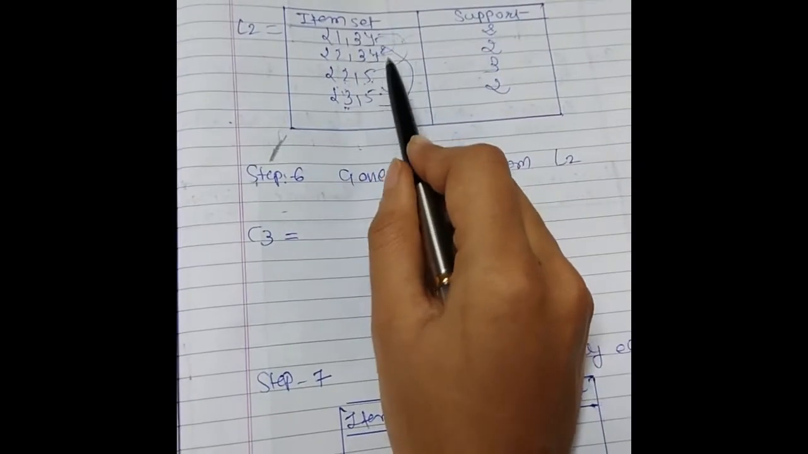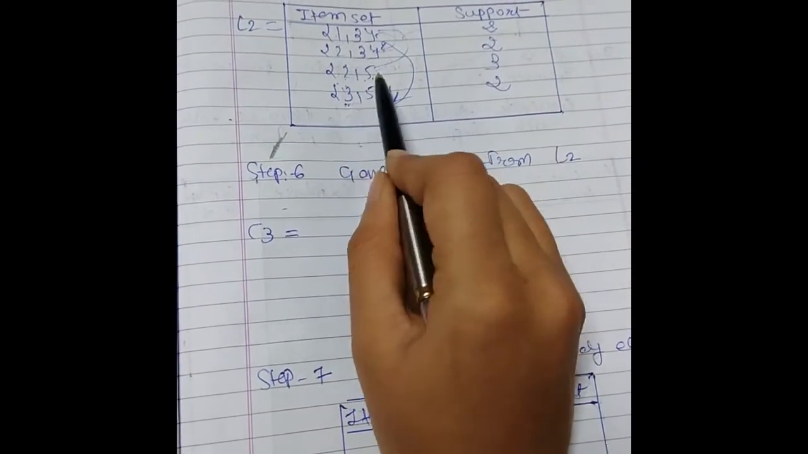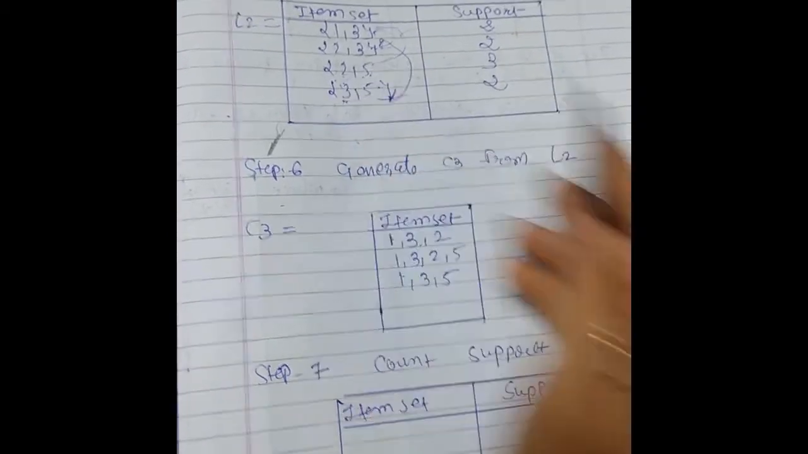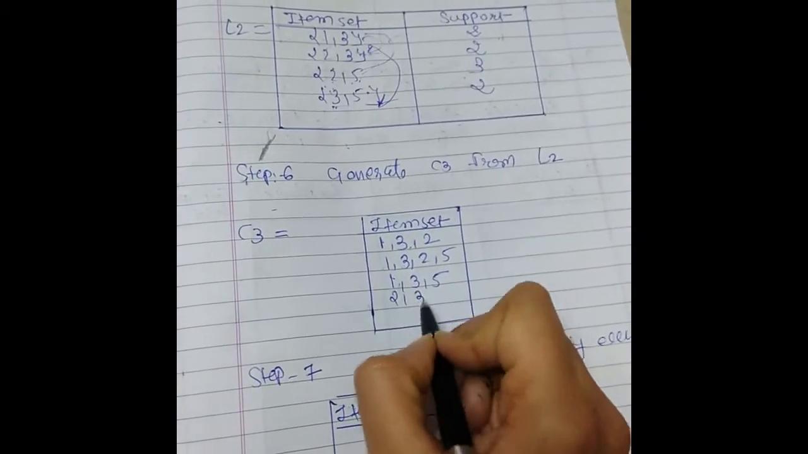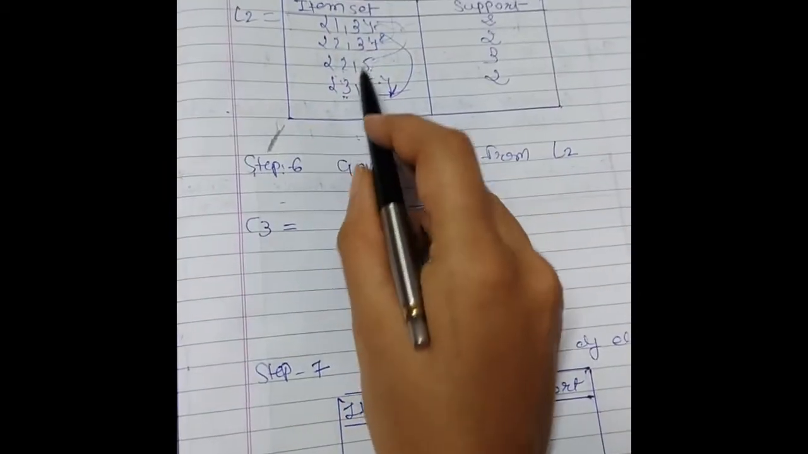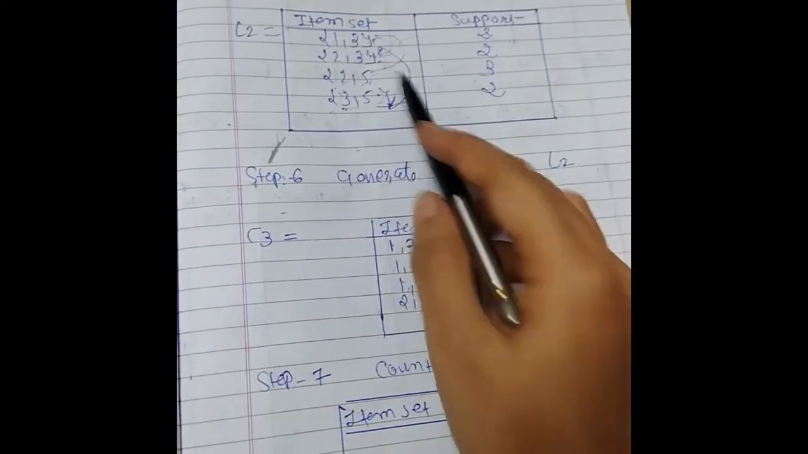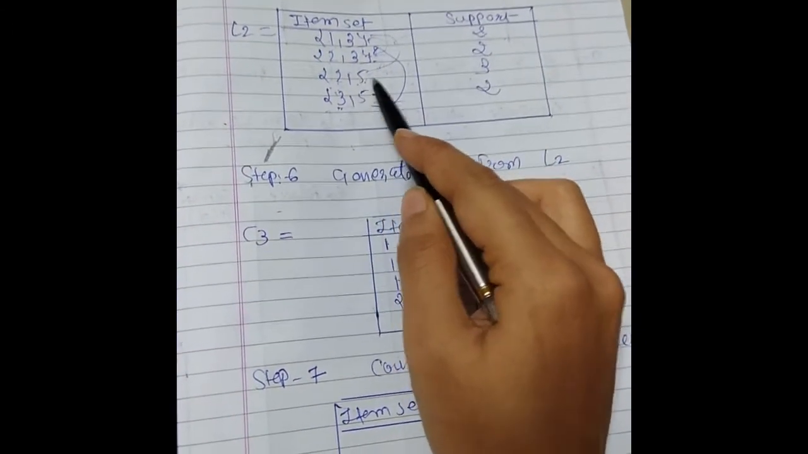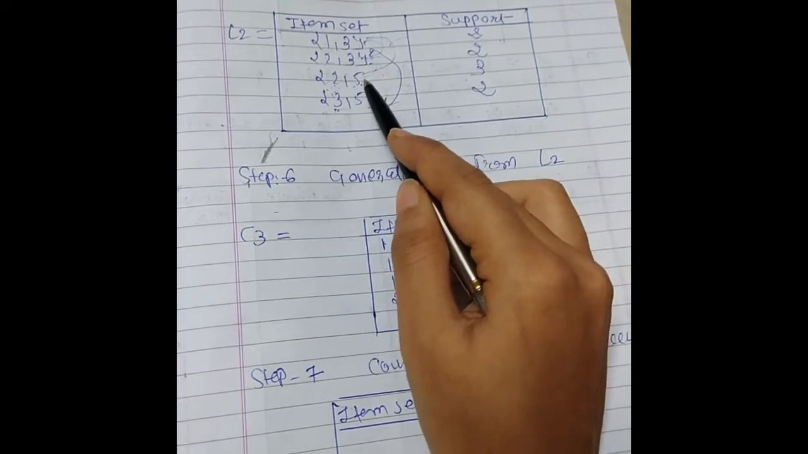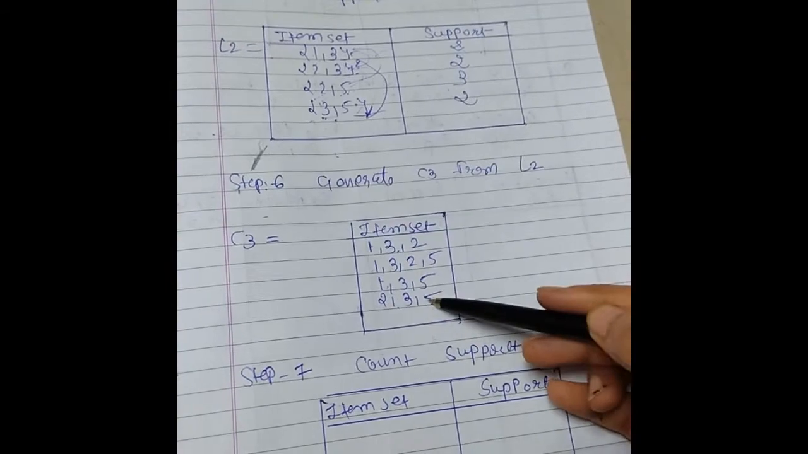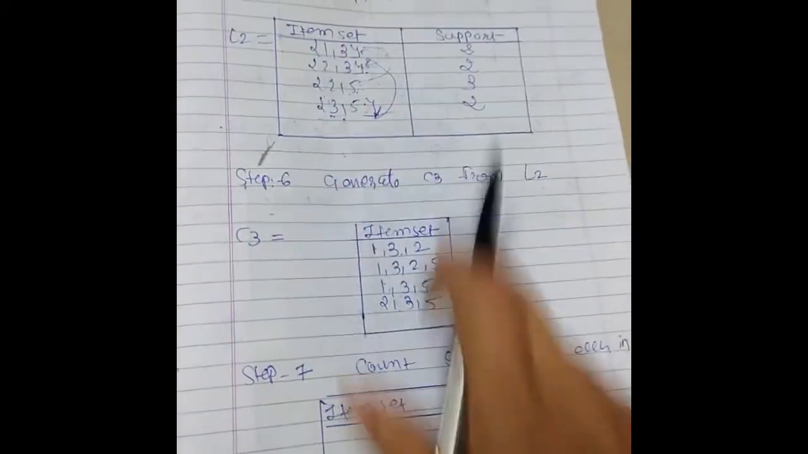Again 2, 3 with 2, 5. 2 is repeated, so we write 2, 3, 5. Next is 2, 5 with 3, 5, which gives 2, 5, 3, but 2, 3, 5 is already generated, so we will not create it again. So this is how the item sets are created from L2.